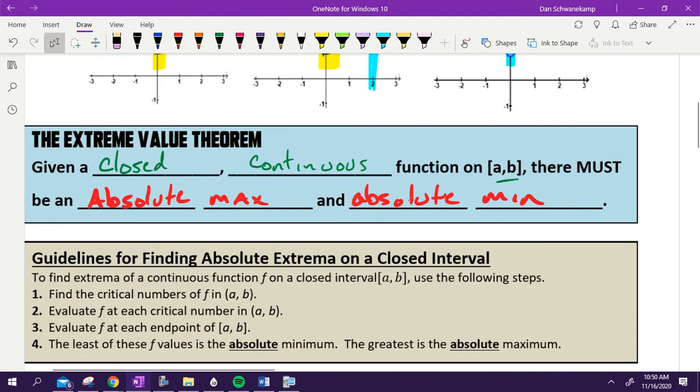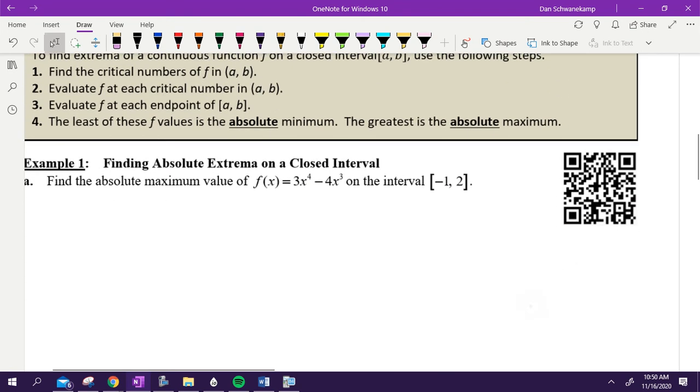So extreme value theorem is super easy. They won't ask these on free response because it's so easy. Closed continuous, you got maxes and mins. That's what it says. All right.